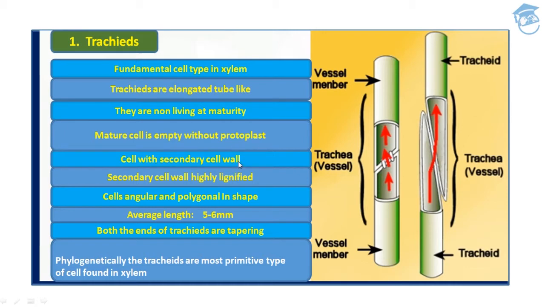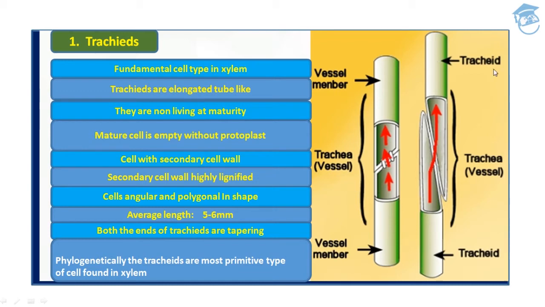The cell has a secondary cell wall, and the secondary cell wall is highly lignified. That means it has a deposition of lignin. Cells of tracheids are polygonal in shape, the average length of tracheids is 5 to 6 millimeters, and both the ends of a tracheid are tapering. Phylogenetically, tracheids are the most primitive type of cell found in xylem. Okay, so this is the vessel member, this is the trachea, which is also called a vessel.